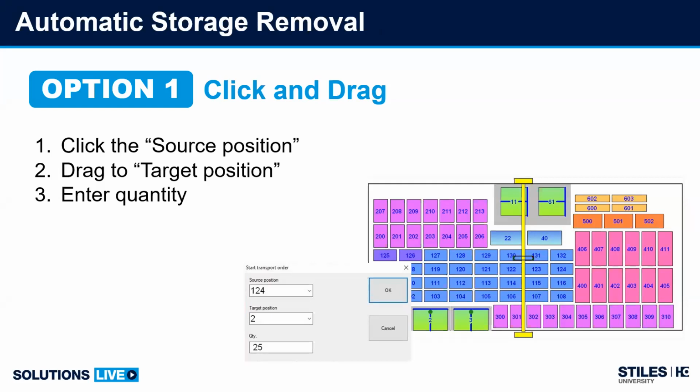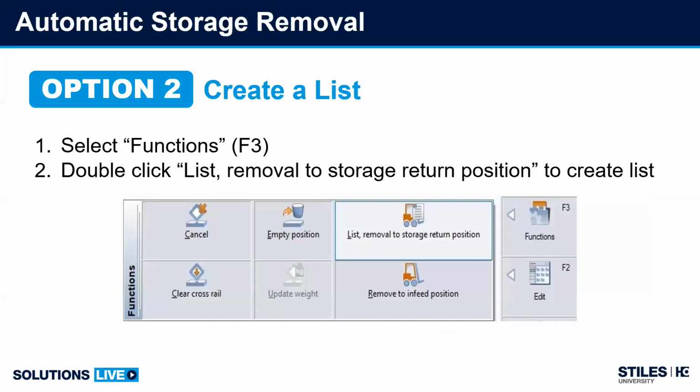What it's going to do is it's going to pop up a display that'll say, this is where you're coming from. In this illustration, I'm going from 124 to my in-feed number 2. And it says I have 25 sheets of material in that stack. Okay, I have the choice. How many do I want to move? Anywhere from 1 all the way up to the full stack of material. But I can't pick and choose. So that's where removal from storage list comes in.